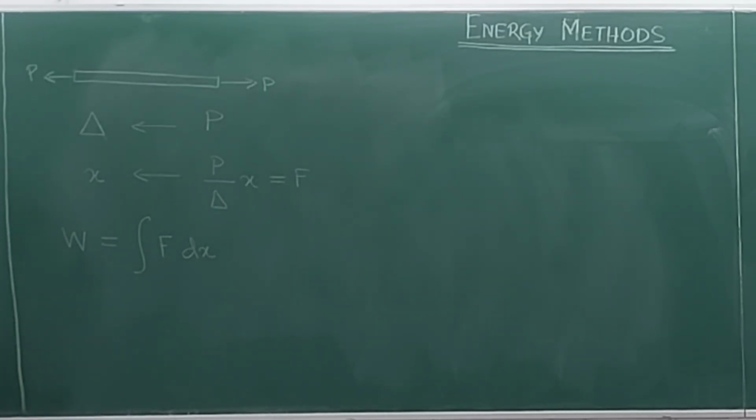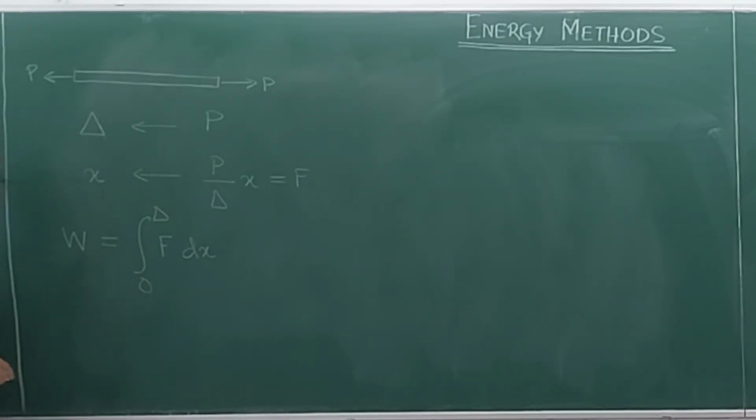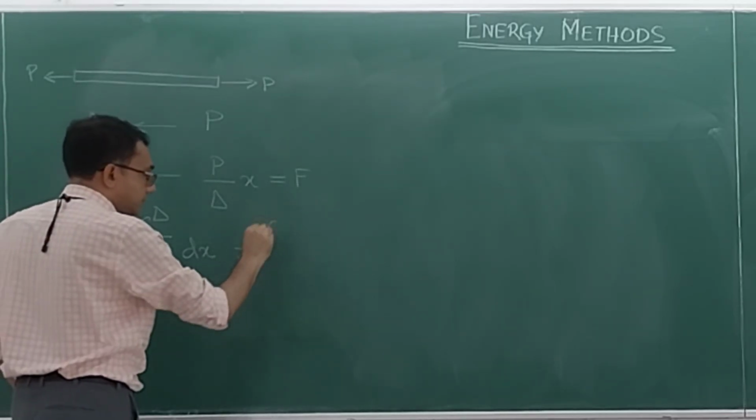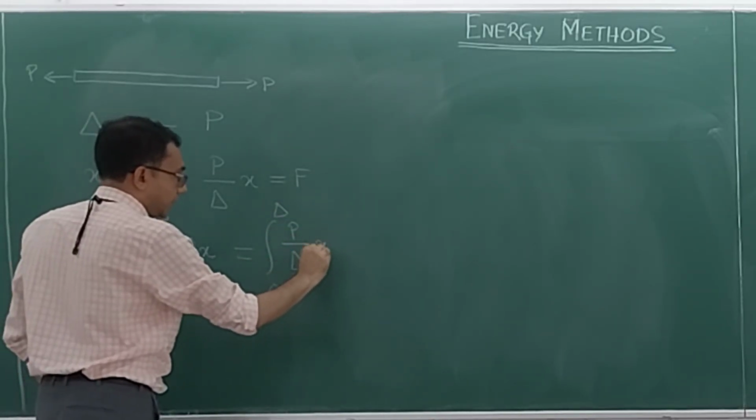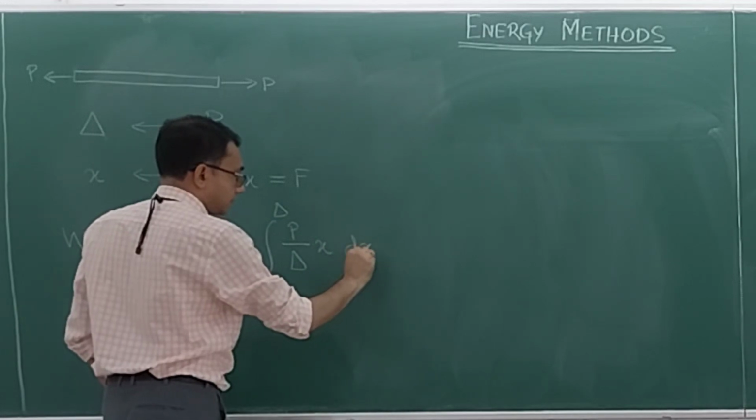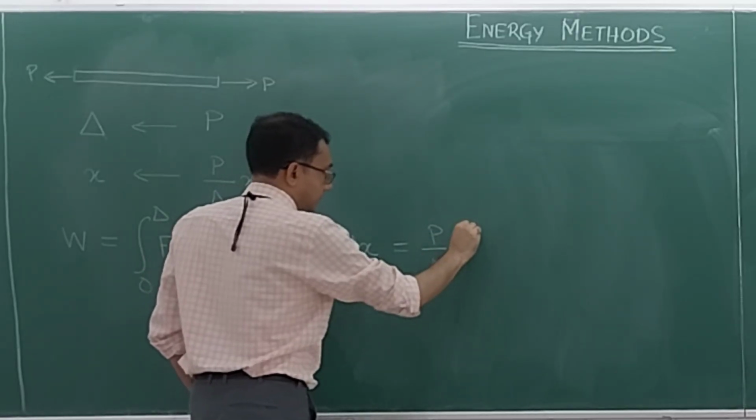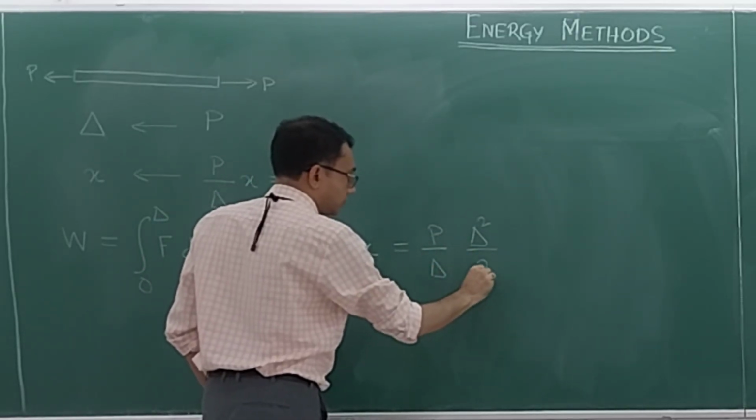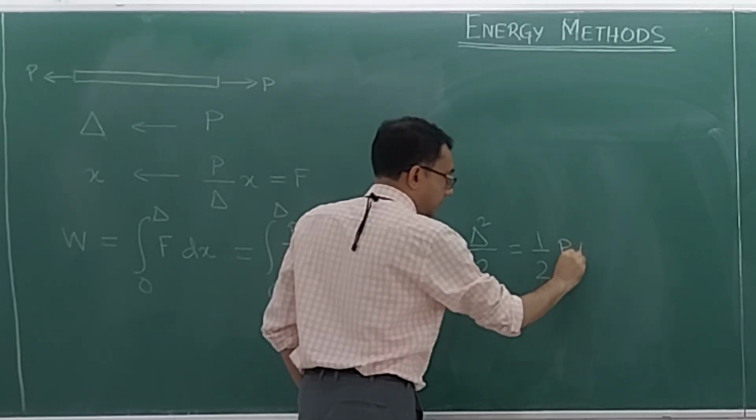This you are all familiar with. The limits of integration will be from 0 to delta. This F I am going to replace by P divided by delta into x, and there is this dx. So overall, what will this become? P by delta into delta square by 2. So this is half P into delta.